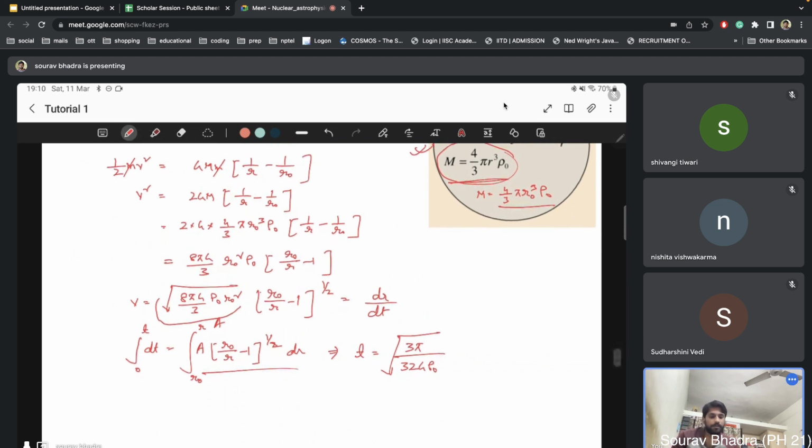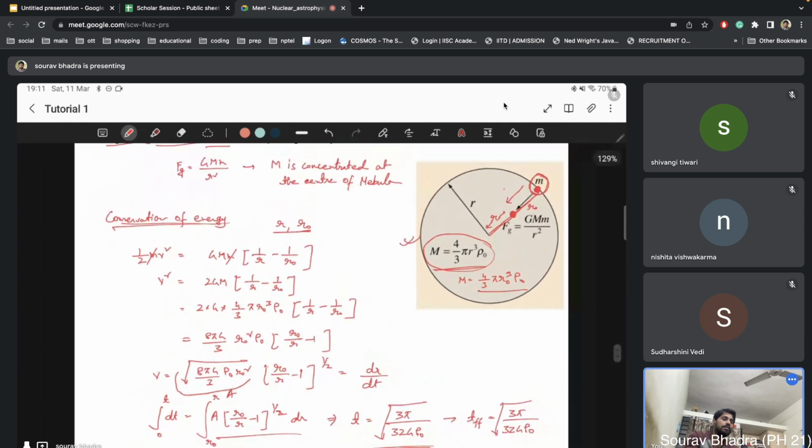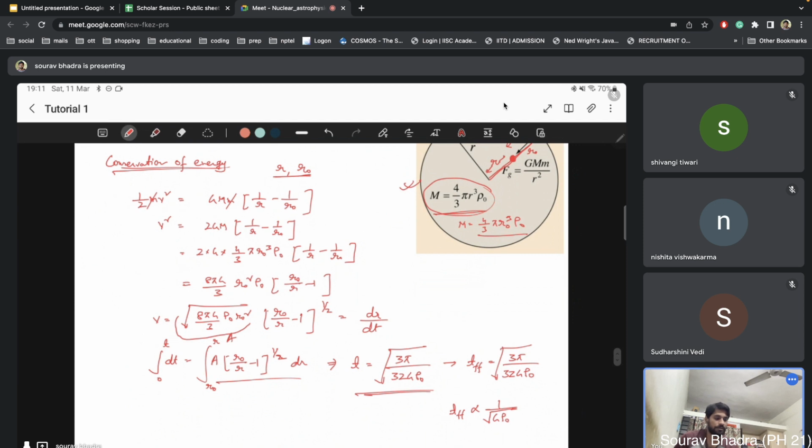Okay, so if you do this integration, you will get the t, and this is called the free fall time, t FF, 3 pi by 32 G, and this is a very important parameter for astrophysics. If possible, try to remember this relation: 3 pi and 32 are constants, but it is proportional to G rho 0. Rho 0 is the density of the mother cloud, you can say, for the stars, and G is the gravitational constant. This relation is very important.